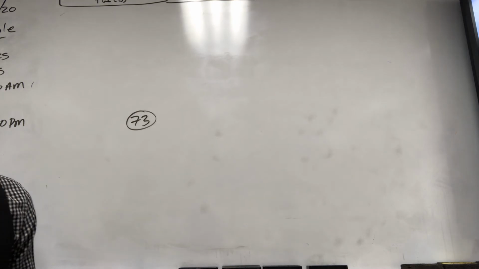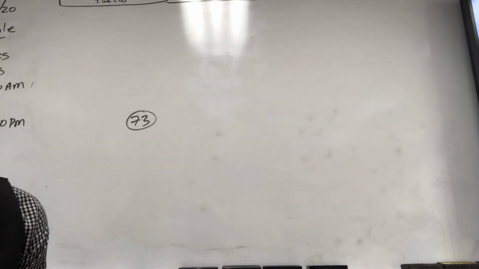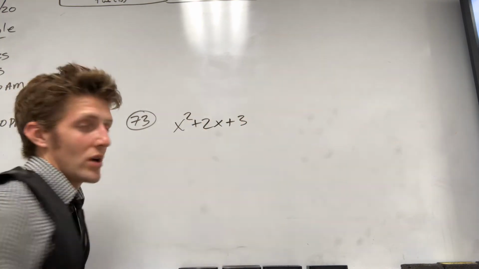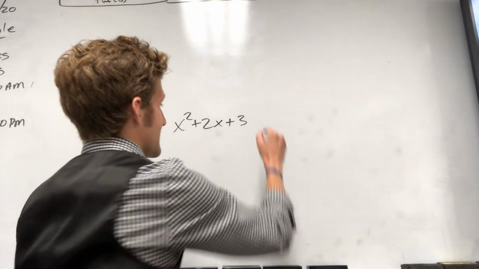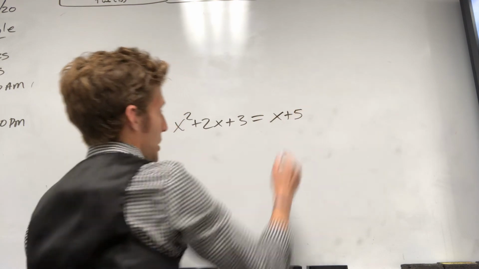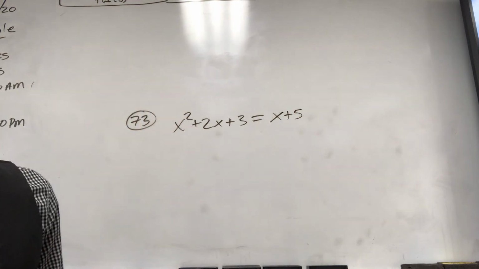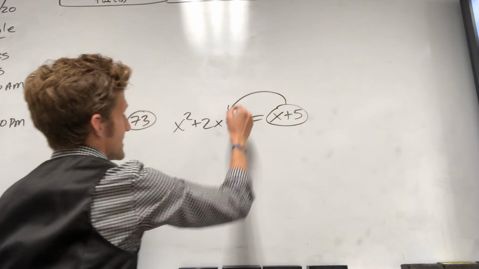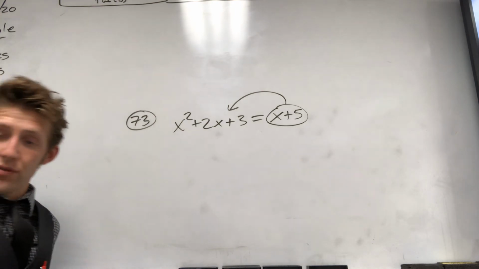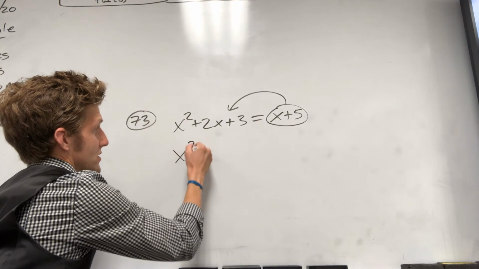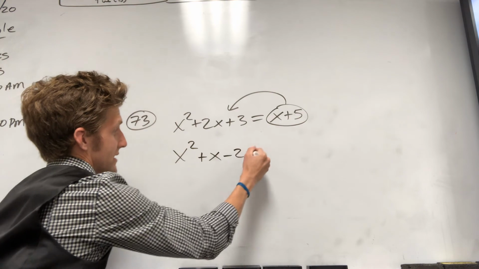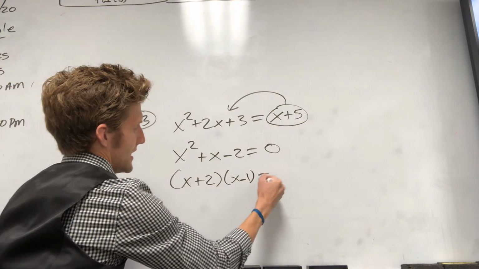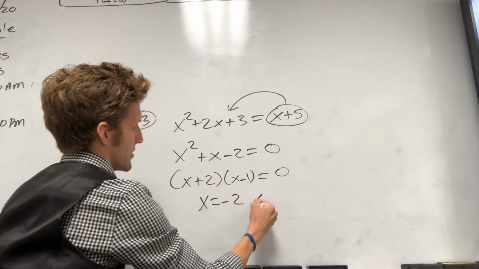When are they equal? So on 73, you have y equals x squared plus 2x plus 3, and then you have y equals x plus 5. They intersect when those two are equal to each other. So I'm going to move everything over to the side that has the bigger x squared, as when I did 74. So x squared plus x minus 2 now equals 0. I factor it and I get x equals negative 2 and x equals 1.